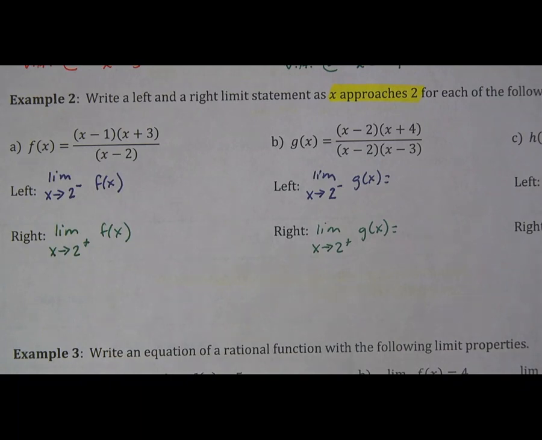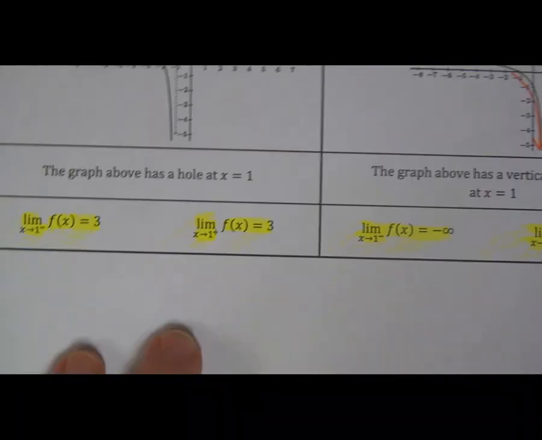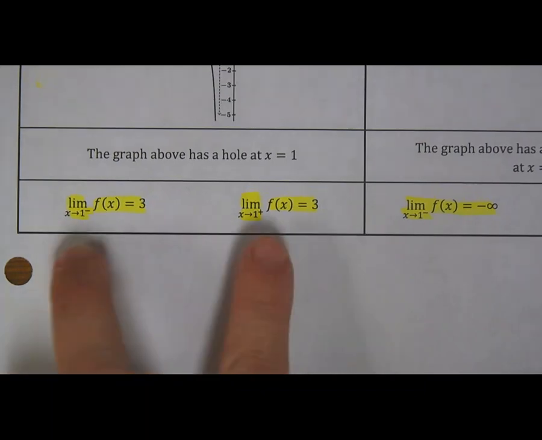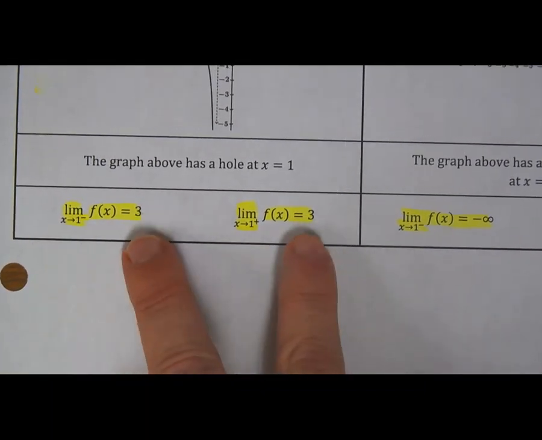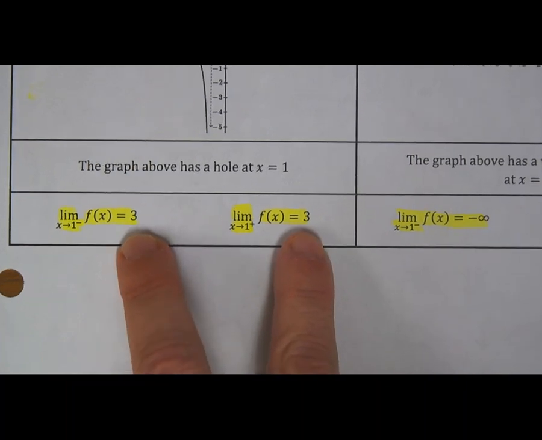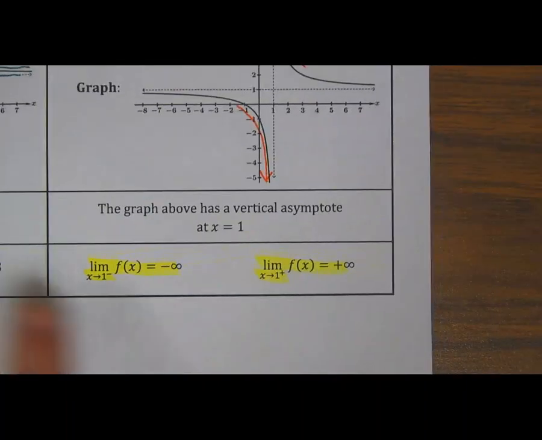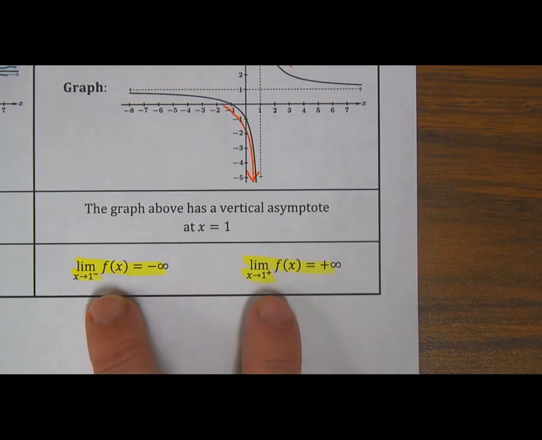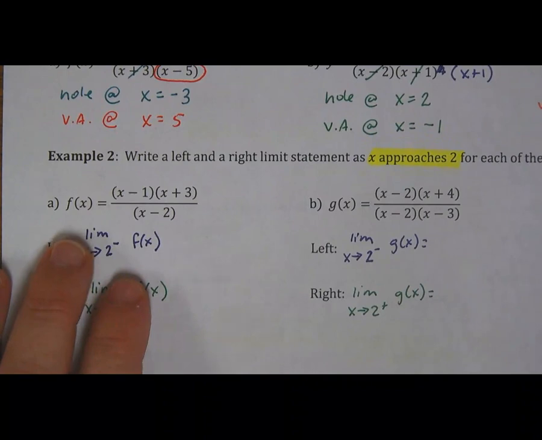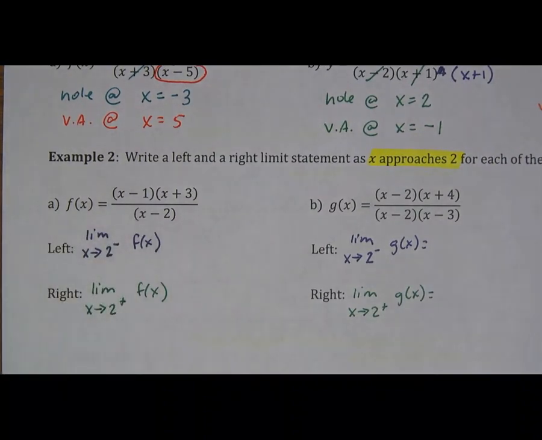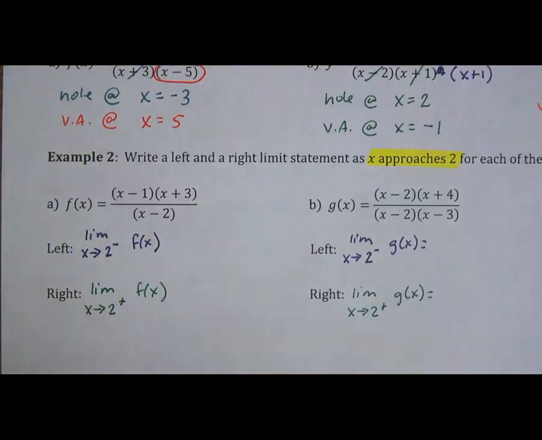So let me just recall with you on the first page. What we learned is if there's a hole, then our limit statements will have a numeric value after the equal sign. If there is a vertical asymptote, our statements will have some kind of infinity symbol after the equal sign. So what we first need to do is look at A and see if there are holes or asymptotes at 2. Well, the 2 isn't going to cancel out with anything at the top.